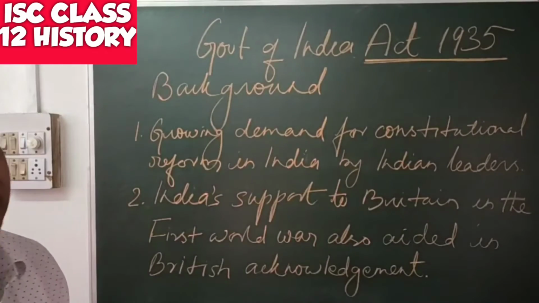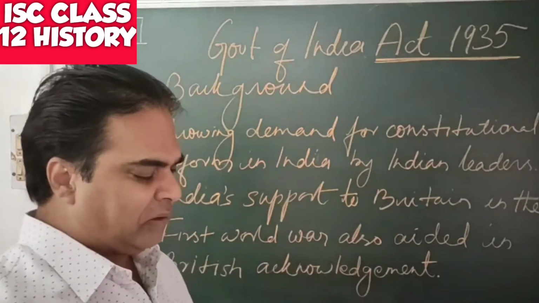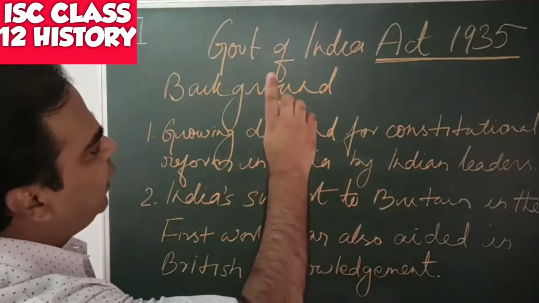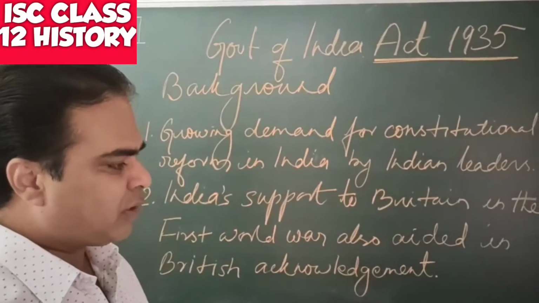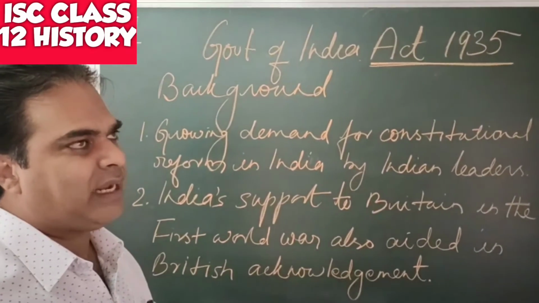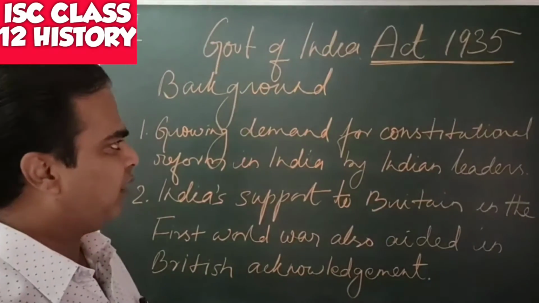Government of India Act 1935 itself means that the act was passed in the year 1935. This act was one of the longest acts, which is also known as the Government of India Act 1935 as well as the Burma Act. Later on that was removed.